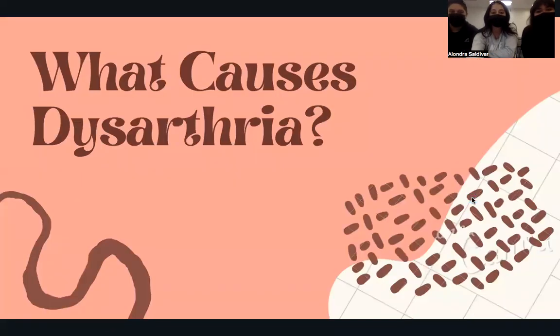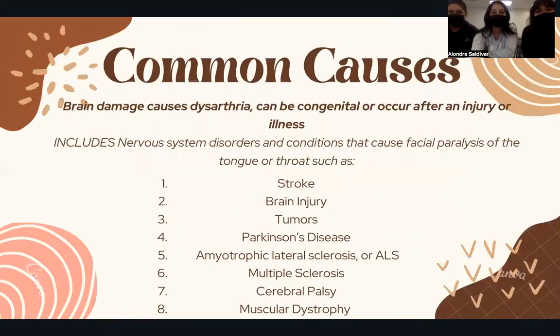Now moving on to the causes of dysarthria. The common causes include nervous system disorders and conditions that cause facial paralysis of the tongue or throat, such as stroke, brain injury, tumors, or Parkinson's disease. And they can be either congenital or occur after an injury or illness.